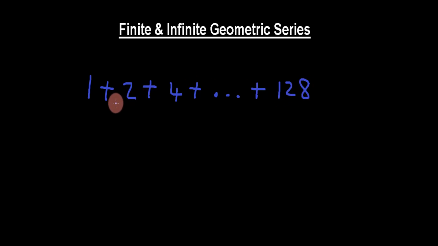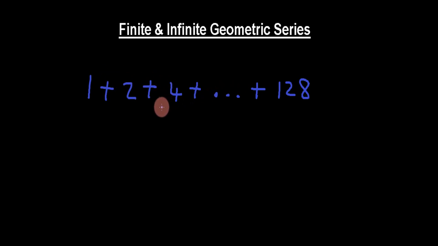Let's look at what we mean by finite and infinite geometric series. Let's look at the series 1 plus 2 plus 4 plus etc. and so on, plus 128. This is a geometric series because our common ratio here is 2. In other words, we are multiplying by 2 each time to get to the next term.